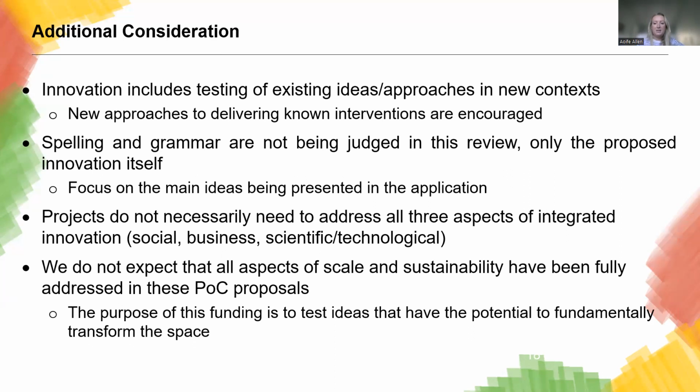While we encourage innovations that take an integrated approach, projects do not necessarily need to address all 3 aspects of integrated innovation: social, business, scientific, or technological. Projects may only demonstrate innovation in one of the 3 areas. These are proof of concept proposals, and we do not expect that all aspects of scale and sustainability have been fully addressed. The purpose of this funding is to test ideas that have a potential to fundamentally transform the space.